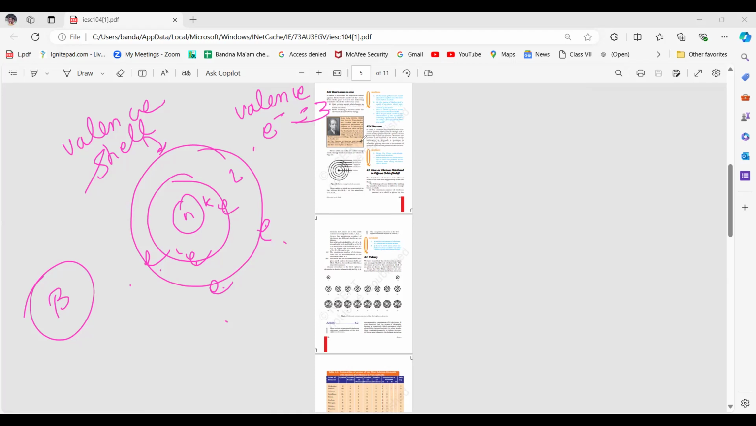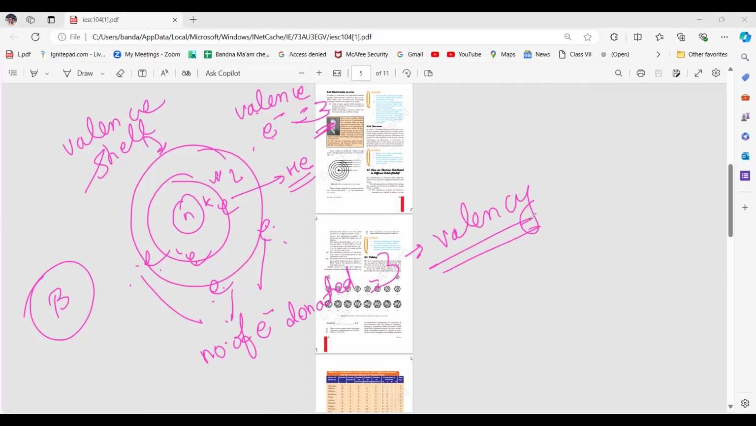Okay, fine. So suppose the valence electrons are 3. This is your valence shell. Now, if they donate the 3 electrons, it will become octet in nature. That is like helium. The number of electrons they have donated is 3. So these are known as what?